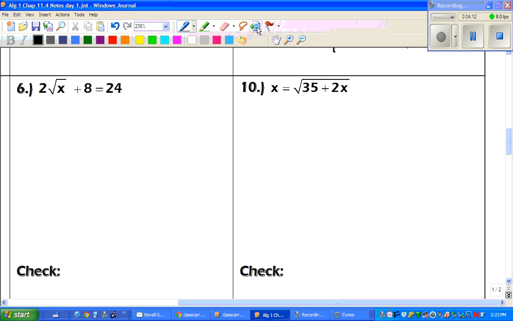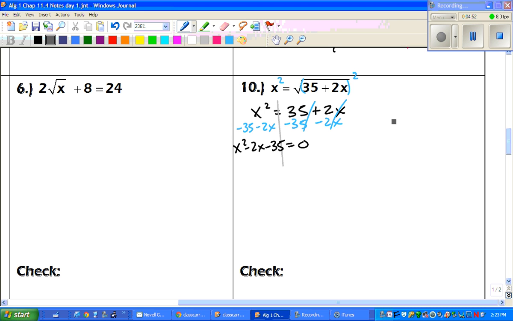Alright, number 10. We have to square both sides. So we get x squared equals 35 plus 2x. We're going to subtract the 35 and the 2x, and we're going to do that to both sides. And we get x squared minus 2x minus 35 equals 0. So the key thing is just to make sure you write everything in order. Okay, there's no GCF.